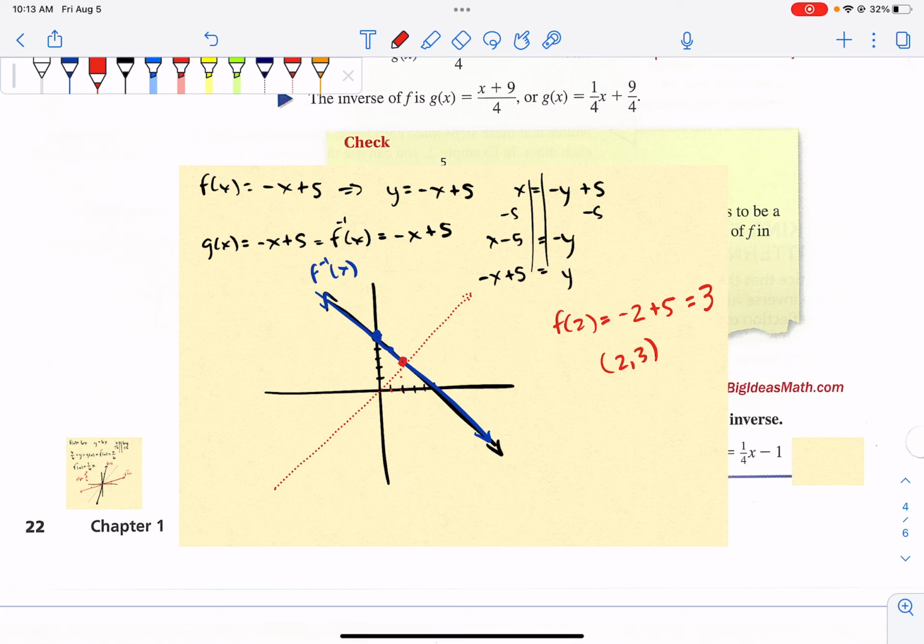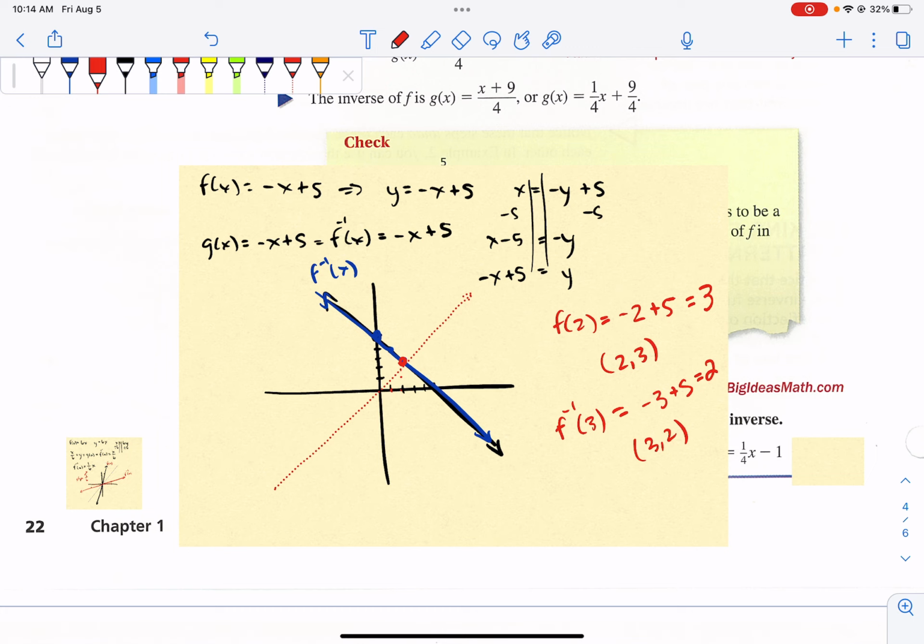Now let's do the opposite. Let's plug 3 in and see what happens. So when I plug in 3, f of 3, what I'm doing now is plugging 3 into my inverse function. So f inverse of 3 equals negative 3, right, plus 5, which equals 2.